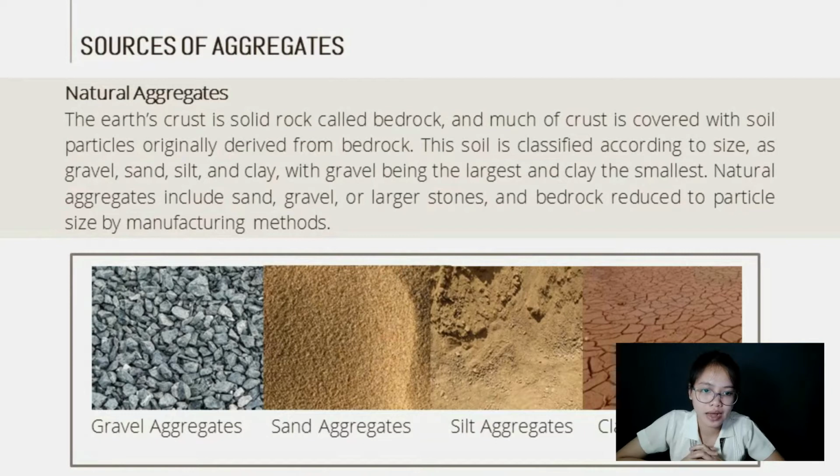To visualize the aggregates, here are some pictures. This is what gravel aggregate looks like. This is sand aggregates. This is silt aggregates, and lastly, this is the clay aggregates. Here in the Philippines, we are most familiar with the gravel aggregates. In Tagalog, it is called graba.